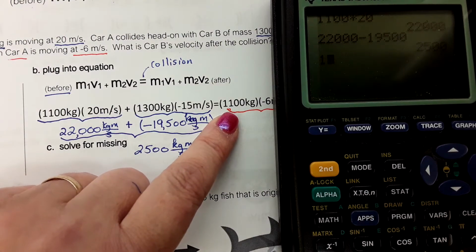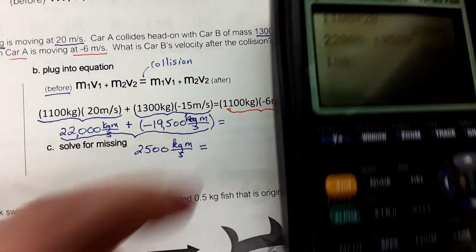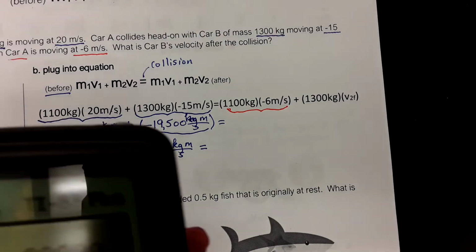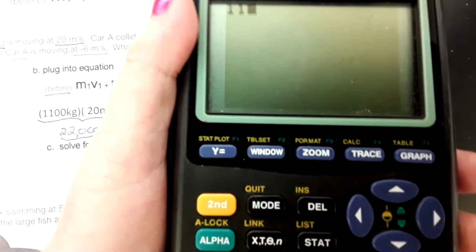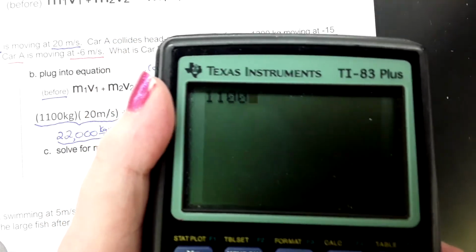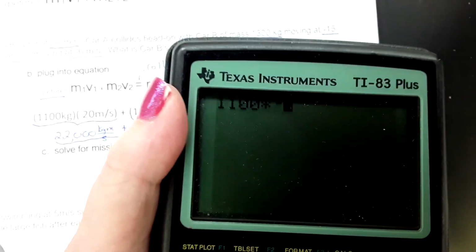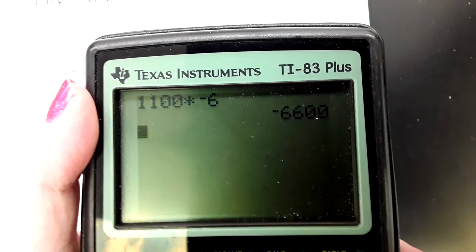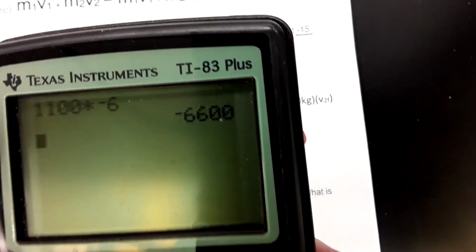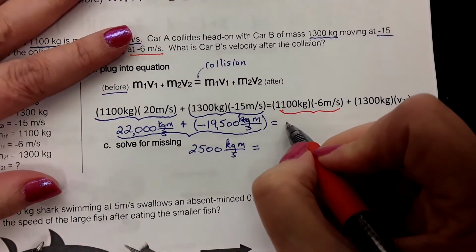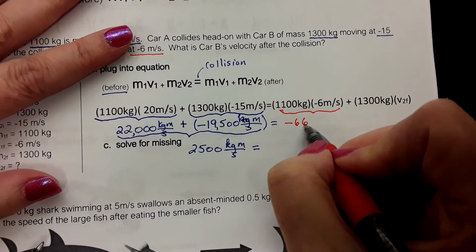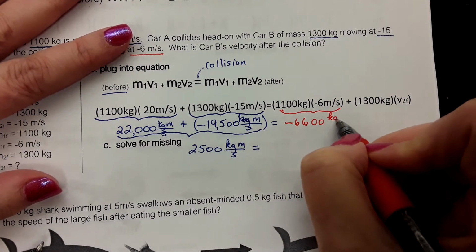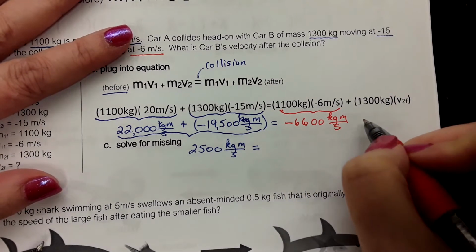We've got 1,100, and it's times -6. Okay, so that's going to give us a value when I hit enter of -6,600. Okay, so we're going to write that here, -6,600 kilogram meter per second.